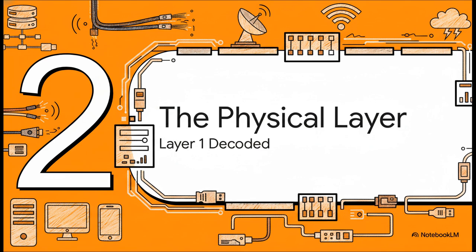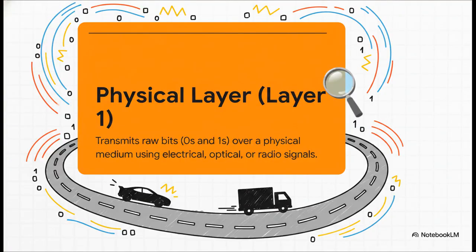Let's zoom in right where the digital world smashes into the physical world. So, what actually is it? The physical layer, or Layer 1, is the absolute lowest OSI layer. Its one and only job is transmitting raw bits, those zeros and ones, over a physical medium. And it does this using electrical, optical, or radio signals. Think of it like this. Layer 1 is just the road. It doesn't care if a Ferrari or a garbage truck is driving on it. It doesn't know what an IP address or a data frame even is. It's just there to provide the physical pavement for those bits to travel on.